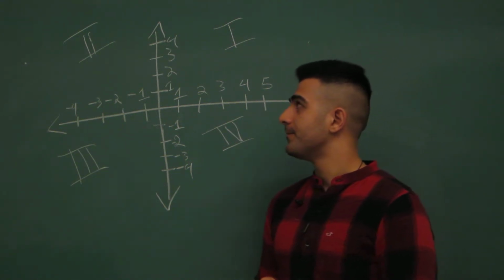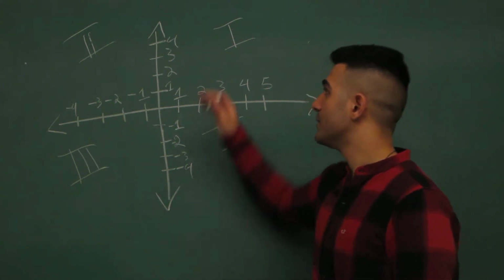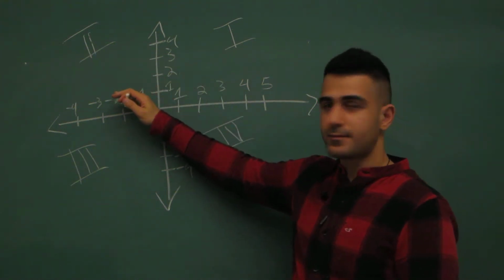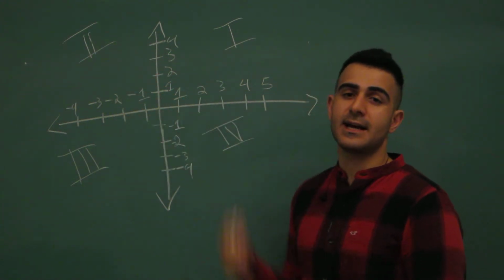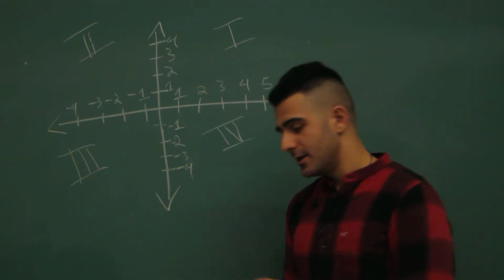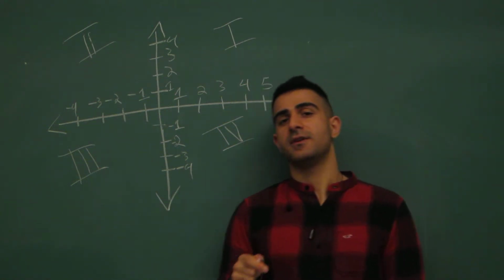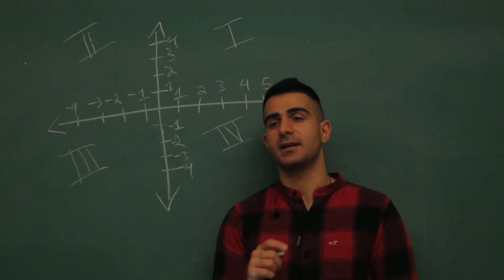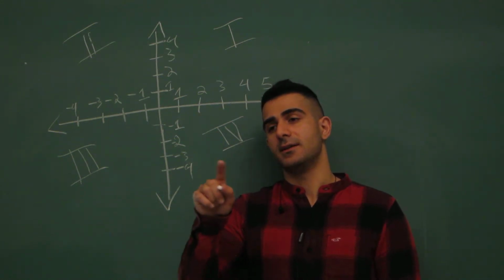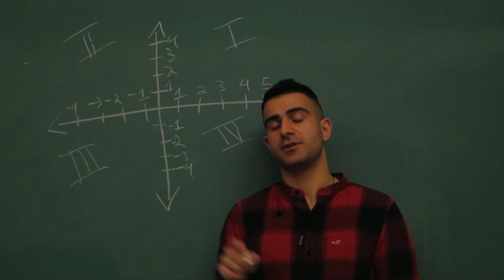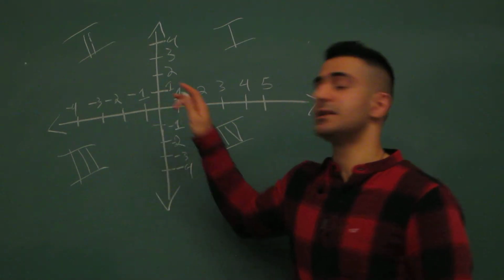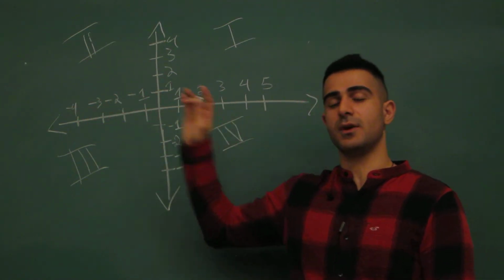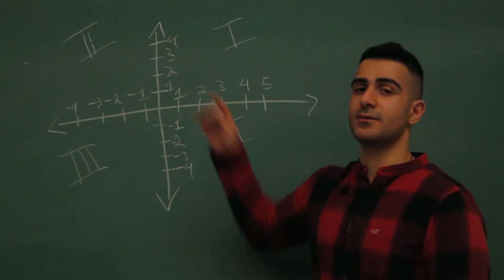Now, what is the relationship between these quadrants and the values on the x and y axis? If you haven't seen the video on how to plot points, then watch that video, because we're going to use the symbolic representation of points in order to show what the relationship between quadrants and the x and y axis is.